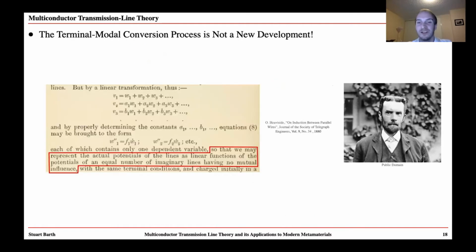I want to note that this change of basis is not a new idea. Once again, Oliver Heaviside indicated that he was investigating this type of change of basis. He says in his work, we may represent the actual potentials of the lines, that is the terminal domain, as linear functions of the potentials of an equal number of imaginary lines, having no mutual influence. And that, of course, is the modal domain.